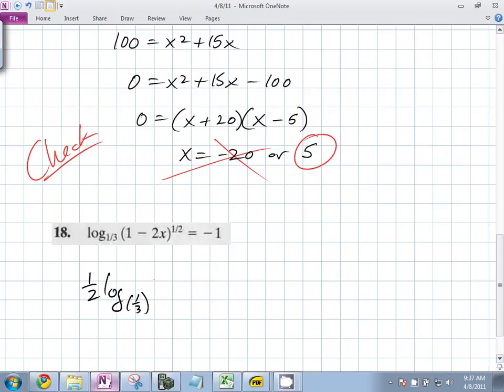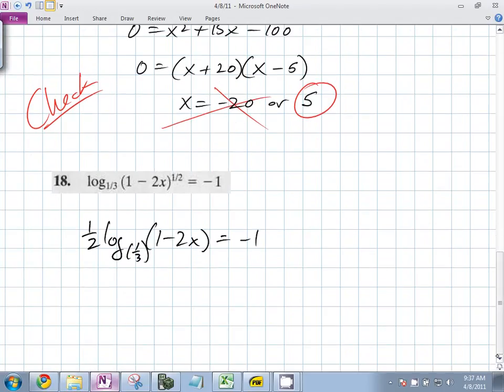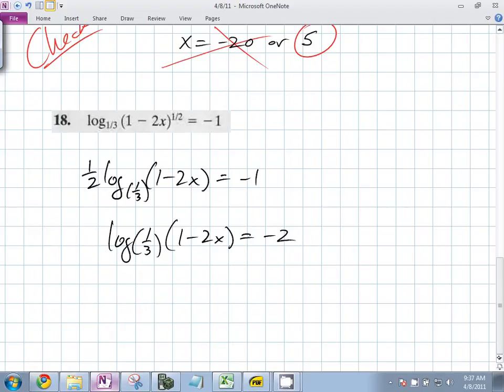Log base 1/3 of 1 minus 2x is equal to -1. So what can you multiply by now? 2. Log base 1/3 of 1 minus 2x is equal to -2. Sure. Now what? Convert to exponential. So now you have 1/3 to the -2 is equal to 1 minus 2x.